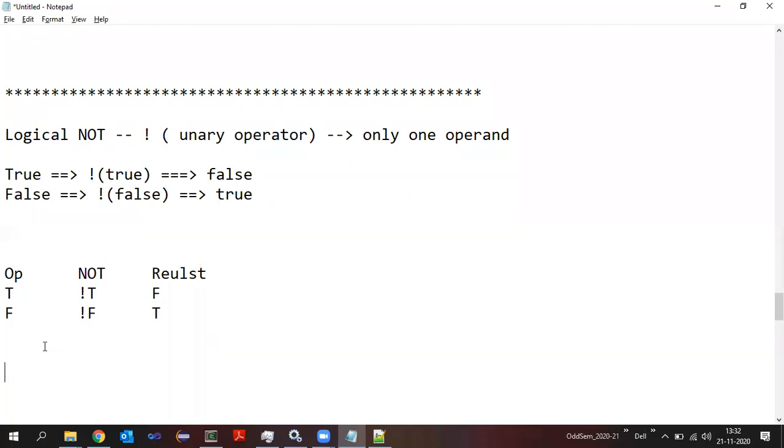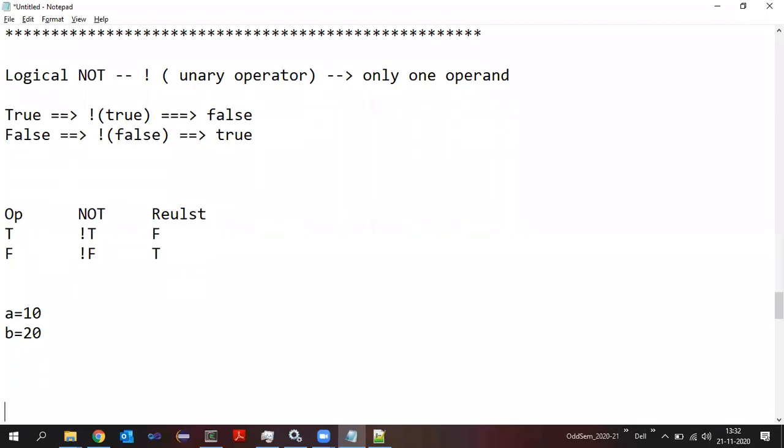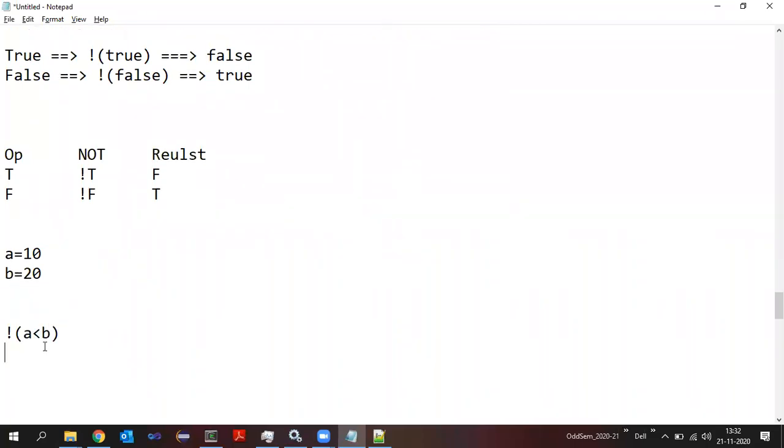Yes, sir. Say here, take an example. A equal to 10, B equal to 20. Now, not of A less than B. I will explain this the first time, pay attention. Not, with A less than B within the brackets. Then how to evaluate this one? Now here brackets are there. First I have to work on the brackets.